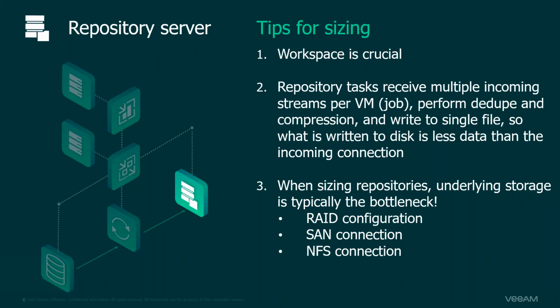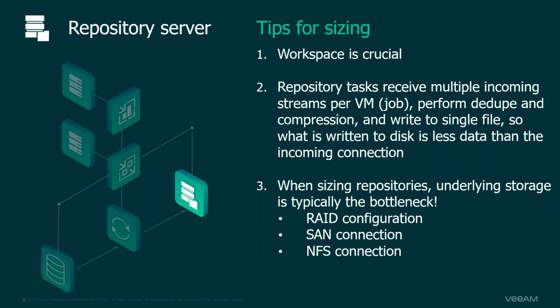So if you don't have per VM backup enabled on your repository, maybe it's a traditional backup repository, right? But you have 5 different proxies that are reading from, let's say you have a small number, 25 virtual machines that you're backing up at one time. And those 5 proxies are processing those virtual machines. So what's going to happen is each one of those proxies is sending that data over to the repository server. The repository server then is going to be deduping that data and writing it down to a single file. So what's being written to disk is going to be less than what's being sent over the network from your proxies to your repository server.